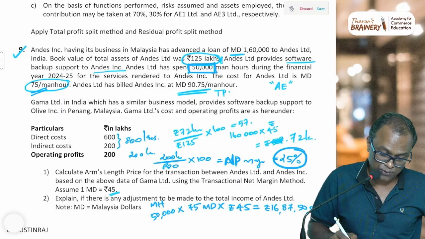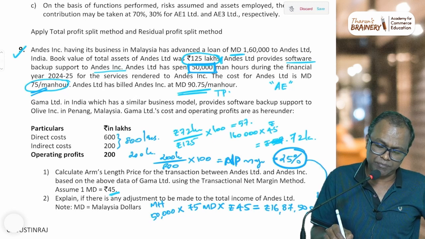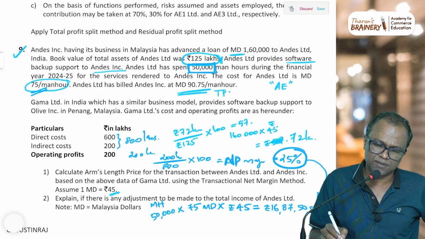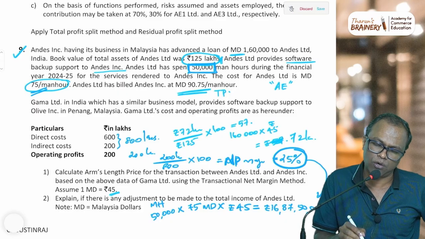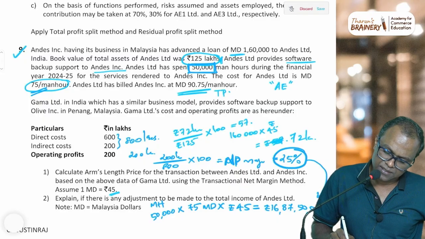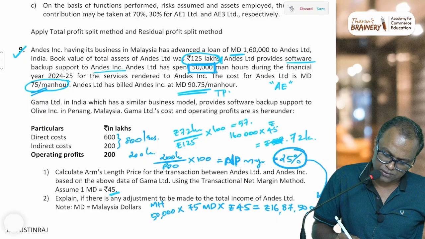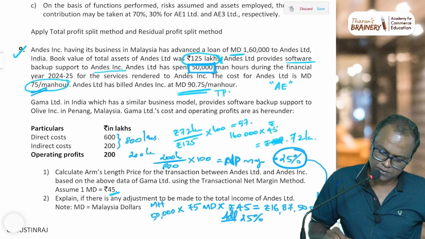Now add the NB margin. We take the NB margin as a percent of cost or sales. This 25% is as a percentage on cost or sales? Cost. So this is a cost. So directly add margin, 25% of 16 crore 87 lakh 50,000. So add 25% margin on cost, we will get arm's length sales.